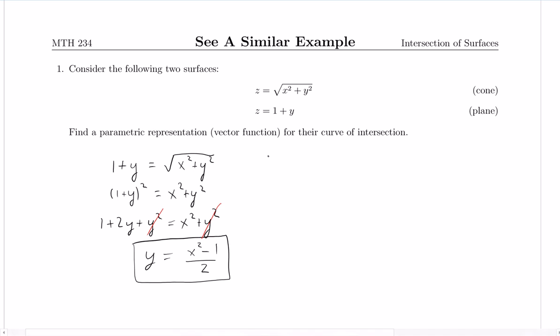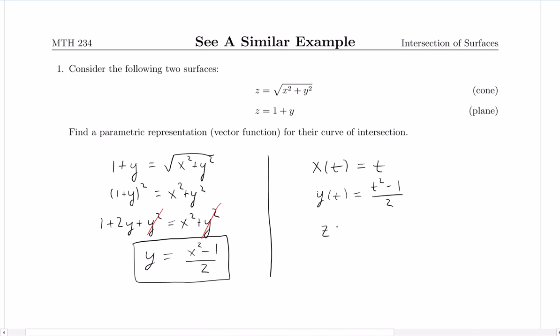So if we want to parameterize this curve of intersection, we can choose our parameter, which we usually call t, to just be the same thing as the x coordinate. That is, call our function x of t to just be t itself. And now the y component of our vector function will just be given by what we got over here on the left in the box. y is (x squared minus 1) over 2. But since x is the same thing as t, this is just (t squared minus 1) over 2.